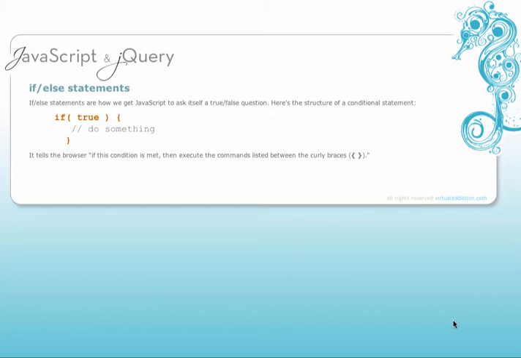If-else statements are how we get JavaScript to ask itself a true-false question. The structure of a conditional statement looks like this. It's if, and then you'll pass on a condition that either is true or false, and then you're going to specify some code that actually does something. So if a condition returns a value of true, then it's going to execute the statements that are between the first set of curly braces.